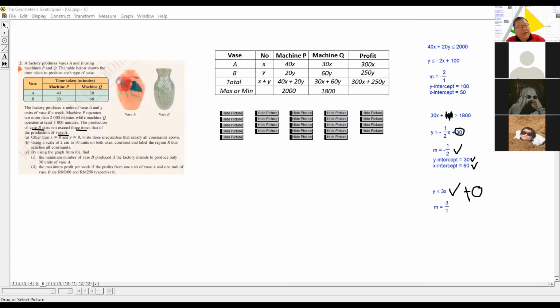And again, even the profit, which is the objective function, I have to change it to y equals mx plus c. From there, I can get this gradient. Gradient is negative 6 over 5. And this will help me to plot the objective function afterwards. Any questions?